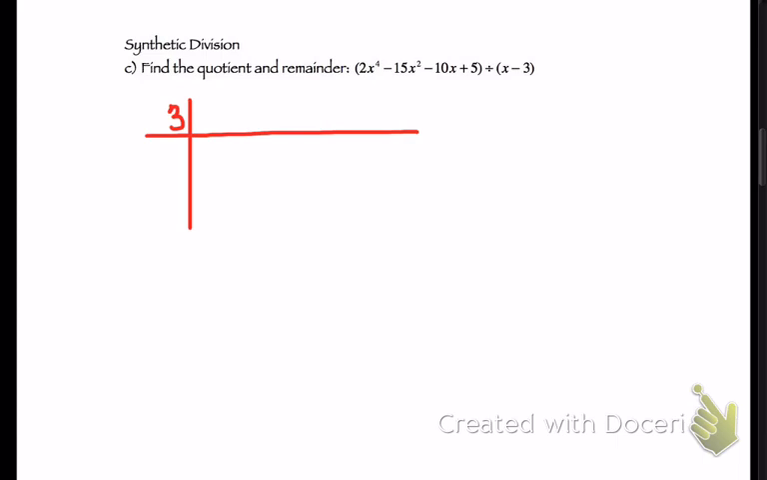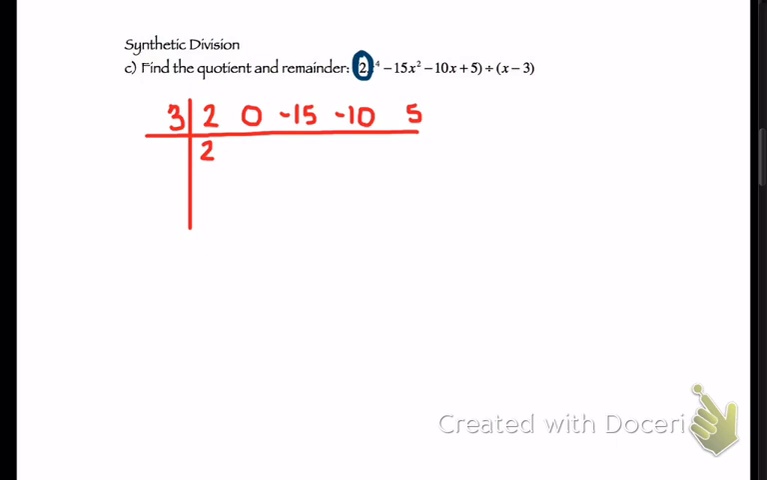So now, what I'm going to do is I'm going to simply look at what I'm dividing, what I'm trying to divide. Notice I have this 2 here. I still have a 0 missing for the x cubed, so I'm going to put the 2. I'm going to put the 0 for the x cubed, the negative 15 for the x squared, the negative 10 for the x, and the positive 5 for the constant. Okay, so this is how I'm going to begin to set up my synthetic division.